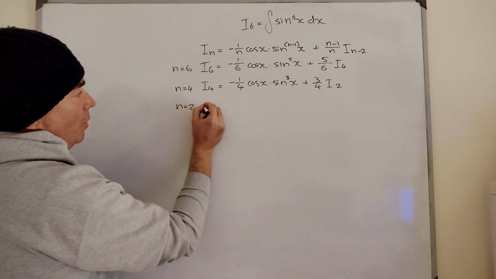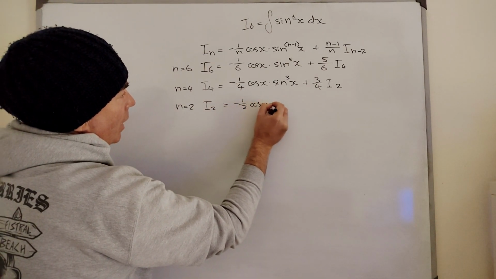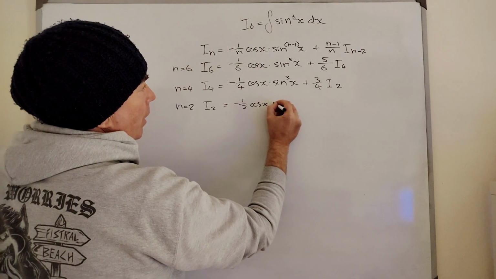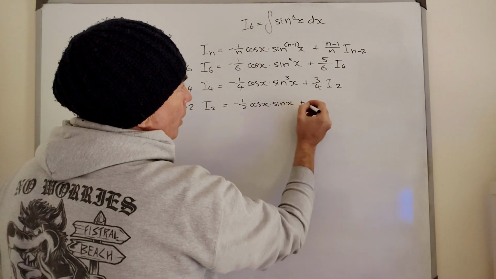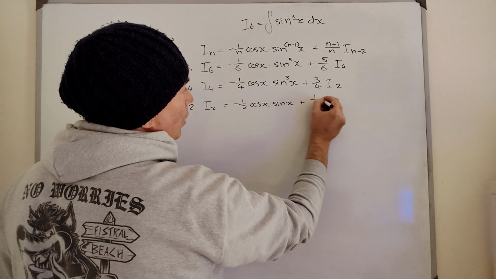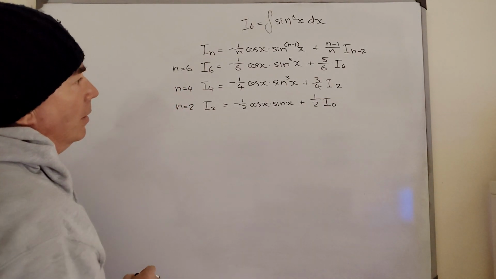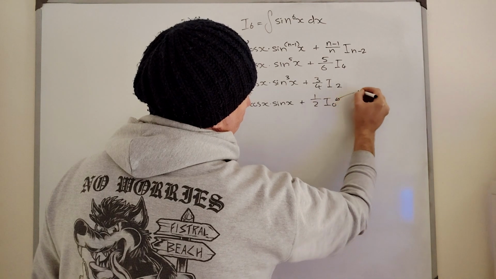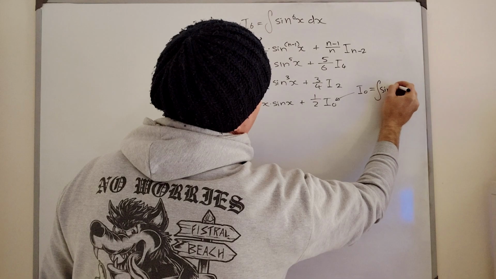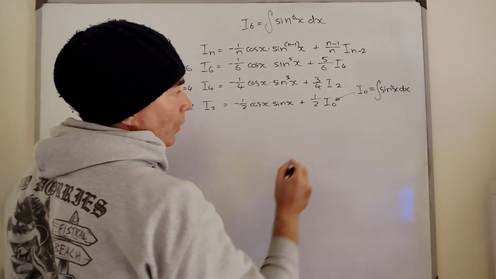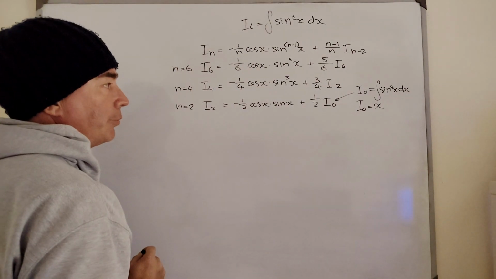Now we're going to set n equals 2, so we get I2 is equal to negative 1/2 cos x multiplied by sine x, because it's n minus 1, so 2 minus 1, plus n minus 1 over n, which is 1/2 I0. And we reach an end. Now, what is I0? Well, I0 is, by definition, the integral of sine to the 0 of x. And sine to the 0 is just 1, so I0 is simply equal to 1 integrated, which is just x.